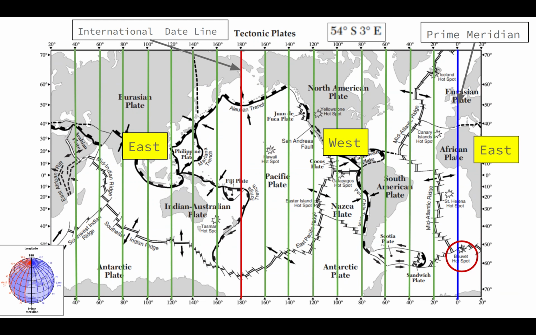Next, we're going to determine whether my location is east or west of the prime meridian. And that's why we're looking at the prime meridian first. Here's my 0 line for the prime meridian, my longitude. Bouvet hotspot is on the east of the prime meridian, around 3 degrees east. That's why the correct answer is 54 degrees south and 3 degrees east.